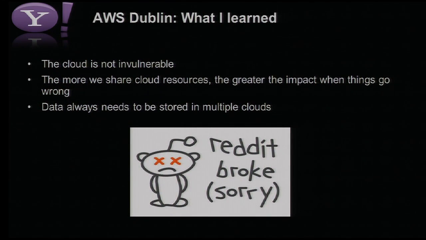So what did we learn from that? Well, the cloud is not invulnerable. In fact, I think a big part of it went out last week, too. The more we share resources, the greater impact when things do go wrong. And most importantly, for anybody using cloud, make sure your data is stored in multiple clouds.